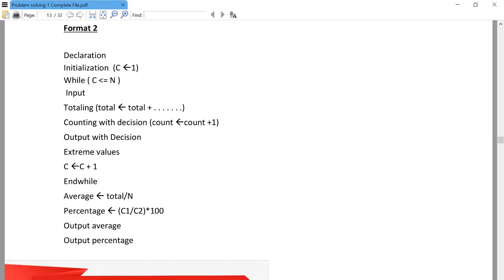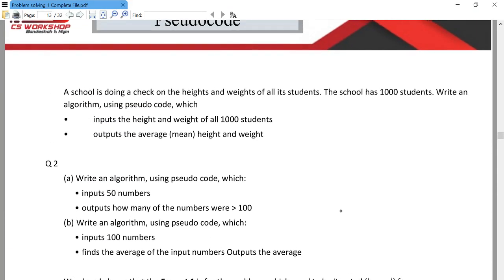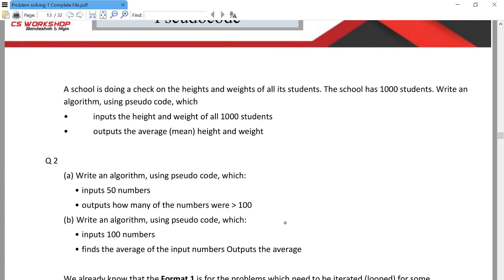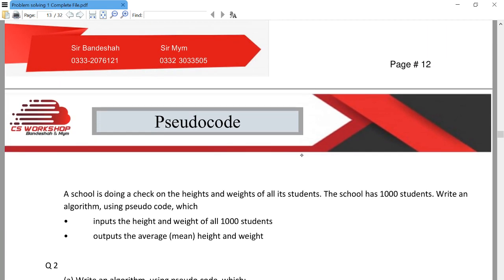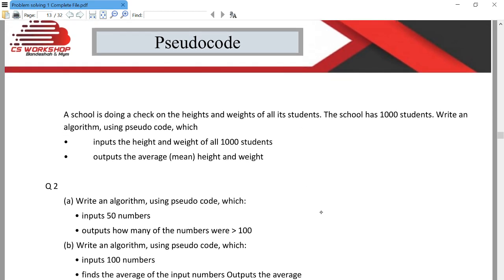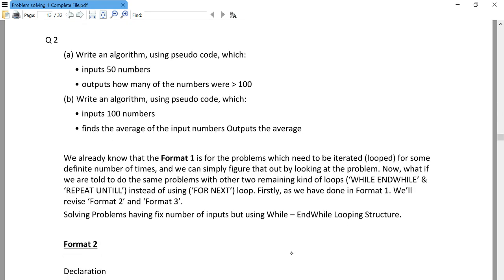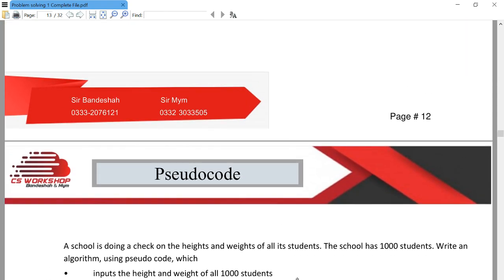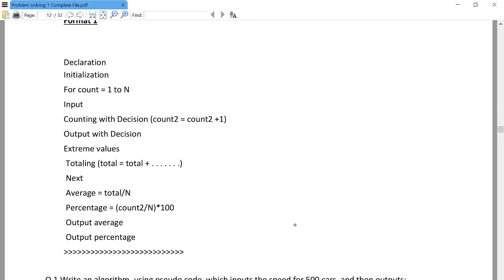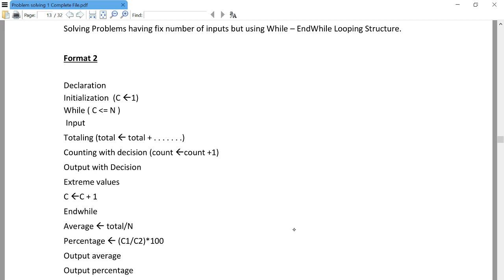For your homework, I suggest you solve these questions. Try to solve as many as you can. For example, there is another question. A school is doing a check on the heights and weights of all the students. The school has 1,000 students. Input height and weight of 1,000 students, output the average. Here's question number 2, and it has 2 parts. Just solve as many questions as you can using the same format 1 using for next loop, and format 2 is given, which is again for the fixed number of iterations.